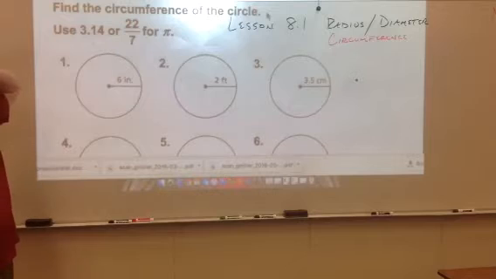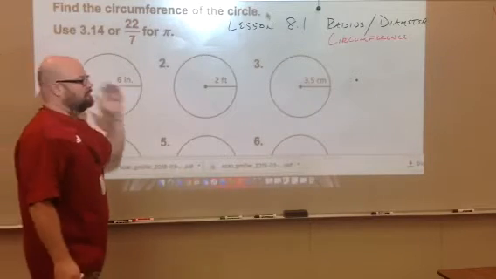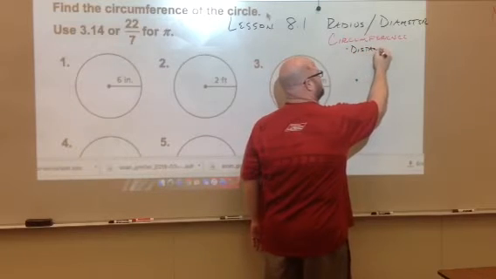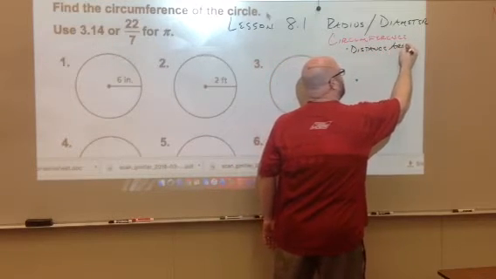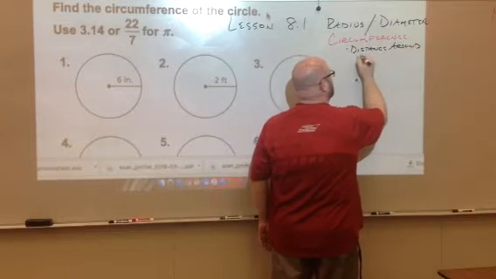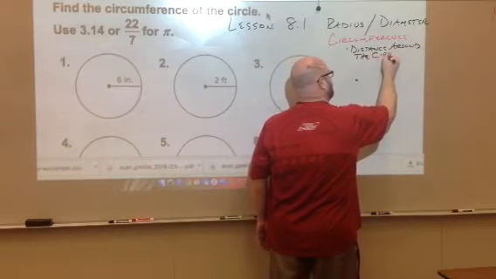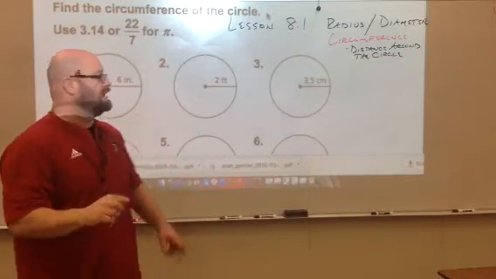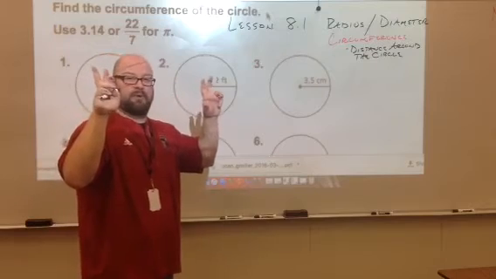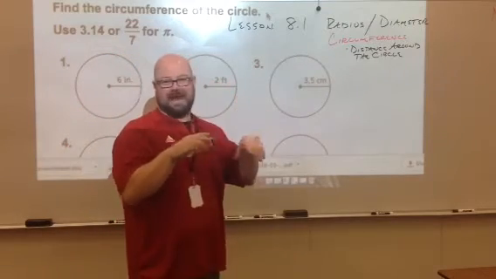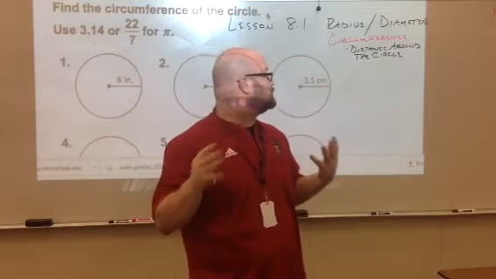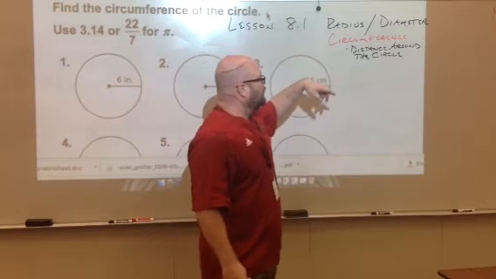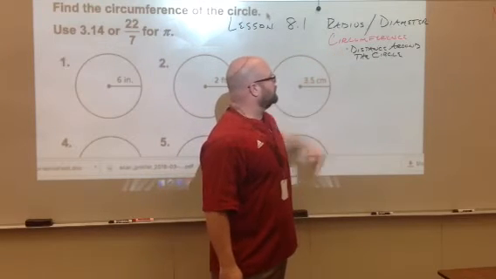Now we're going to find the circumference of a circle. Circumference is the distance around the circle. If we think about a polygon, it's my perimeter. A polygon has flat sides, so we call it perimeter. Circumference is for a circle or a round-sided figure, so it doesn't have perimeter, it has circumference.